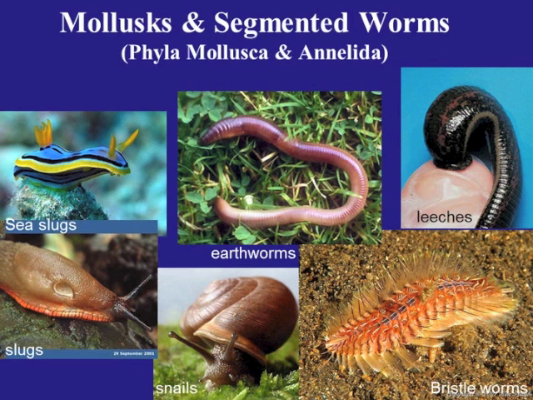On our first slide, we can see at our top left picture a beautiful nudibranch sea slug. We'll get into those a little later. In the top middle, we can see our common earthworm. In the top right is a medicinal leech. In the bottom left, we can see a slug. And then a slug with a shell is known as a snail. And a bristleworm off to the bottom right. These are all examples in the phylum Mollusca and Annelida.